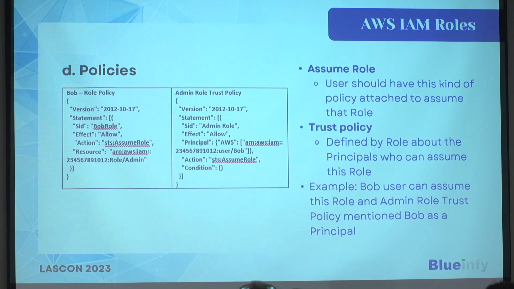For example, in this particular policy, Bob is a user who has a policy with assume role, and similarly the admin role's trust policy has the ARN of Bob. That means that Bob can assume the admin role. So this is the example of assume role and trust policy.